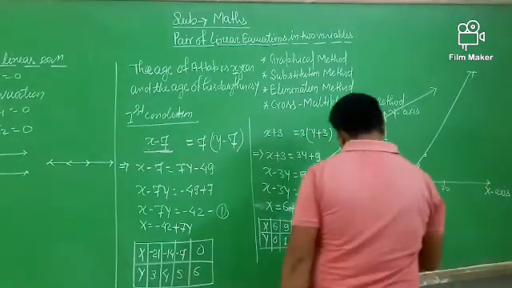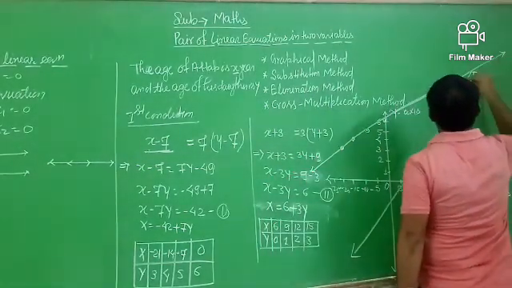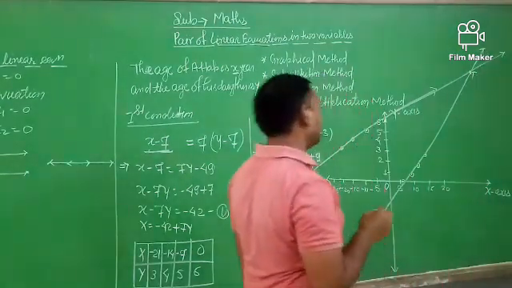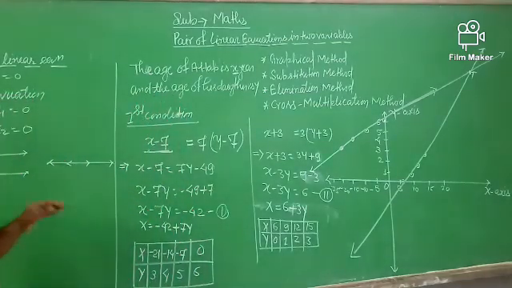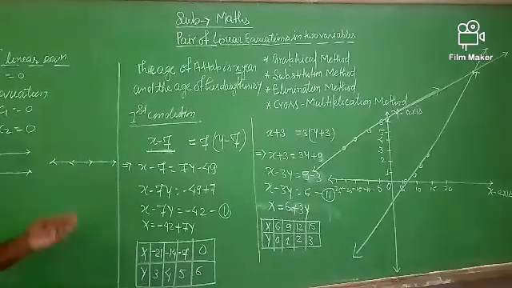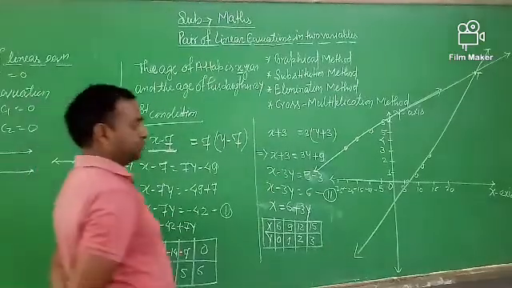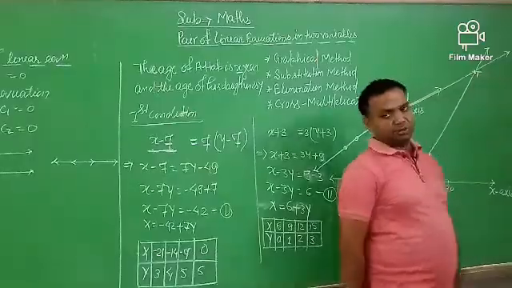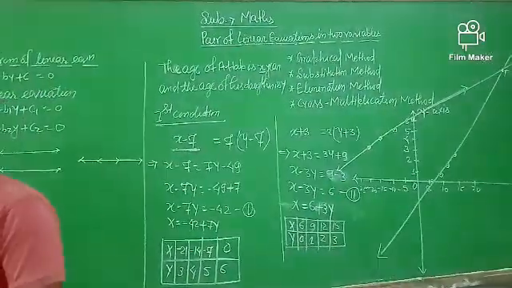So where both lines intersect each other, this is the solution of those equations. Here you can see both lines intersect at that point. This is the solution of those equations. So you can solve the equations using the graphical method: you draw the lines, and the point where both lines intersect each other, you can say this is the solution of the equations.